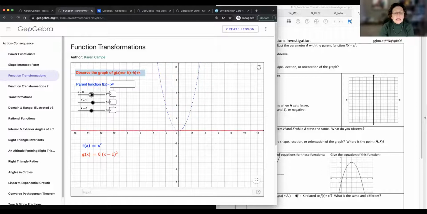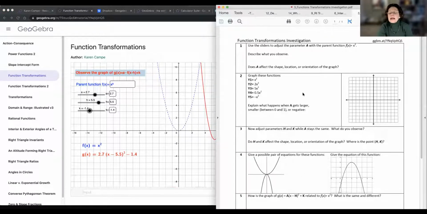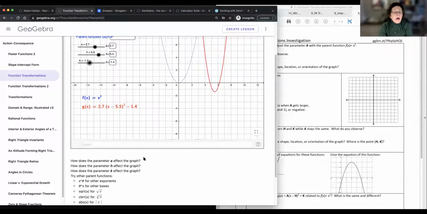What happens when A gets negative? What happens when H moves? H is the horizontal translation. What happens when K moves? And so the lab activity that students have, excuse me, the questions are down here. In the actual GeoGebra applet, I simply asked, how does the parameter A affect the graph? How does the parameter H affect the graph? How does the parameter K affect the graph? So that's very straightforward.